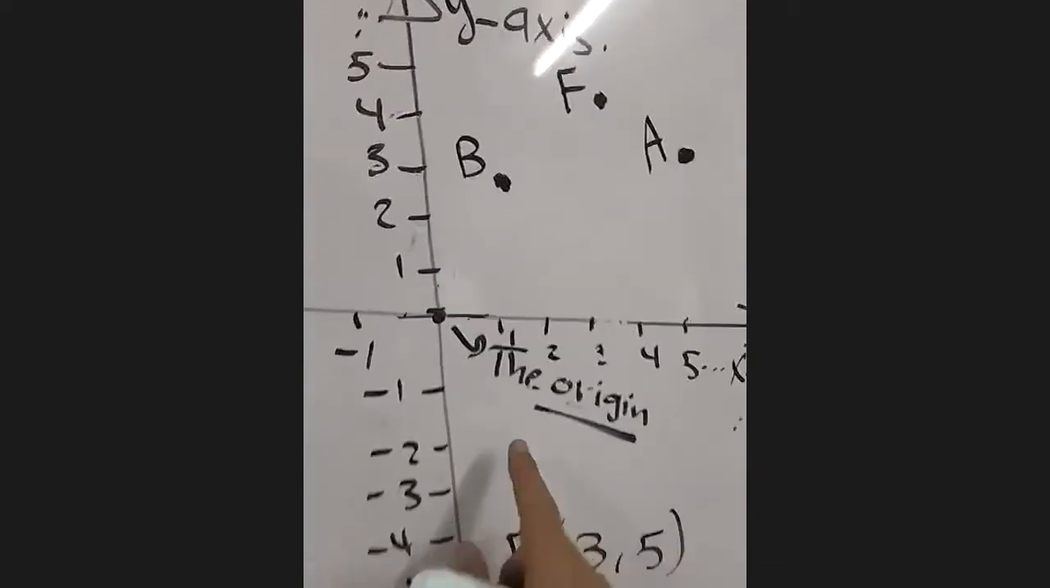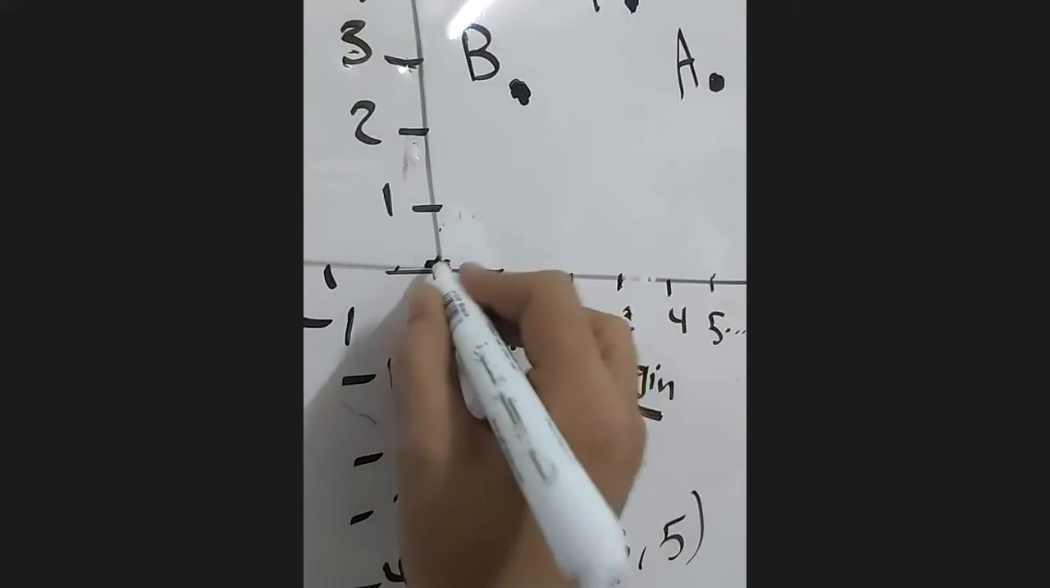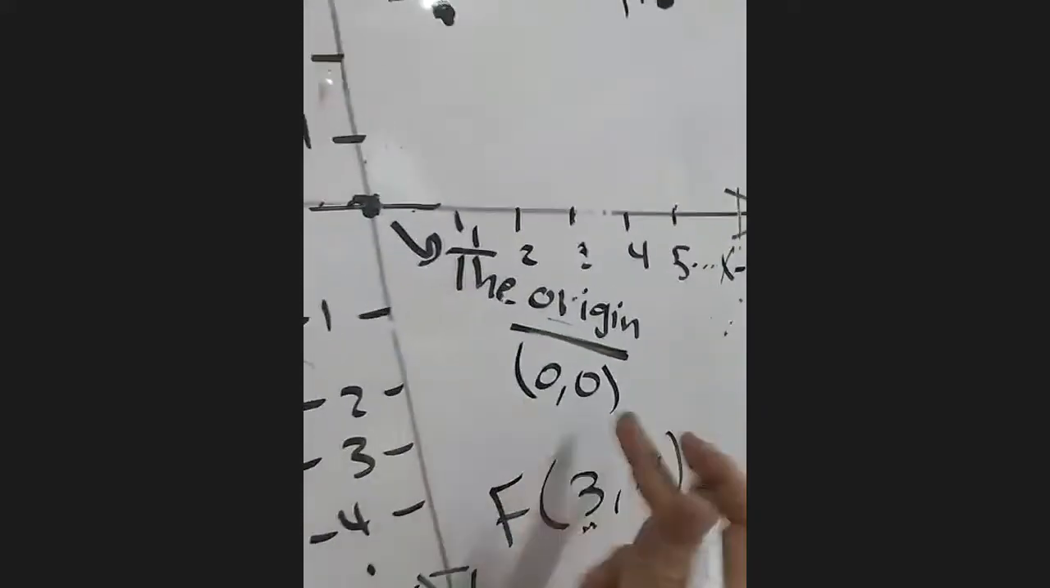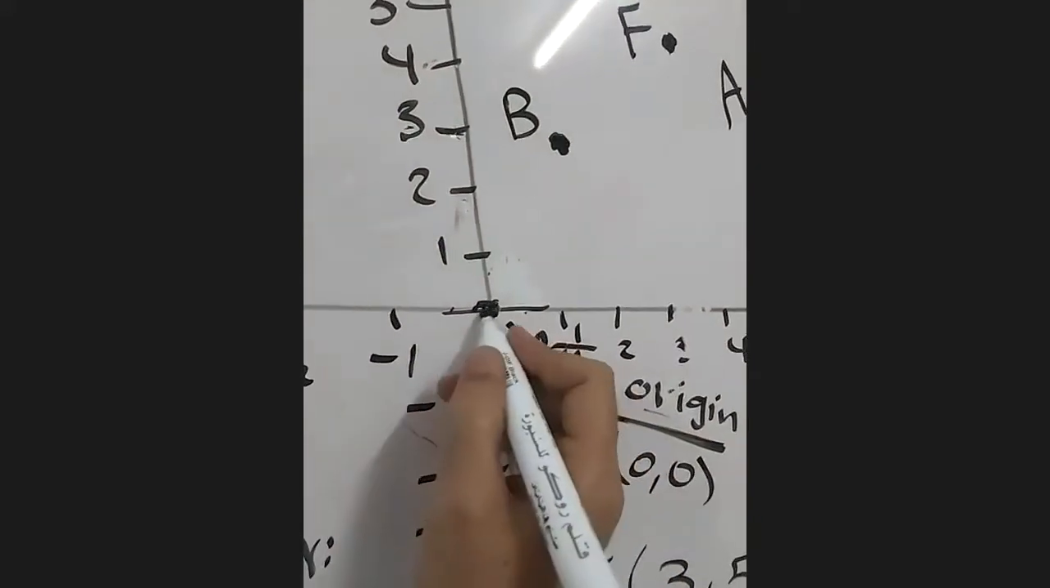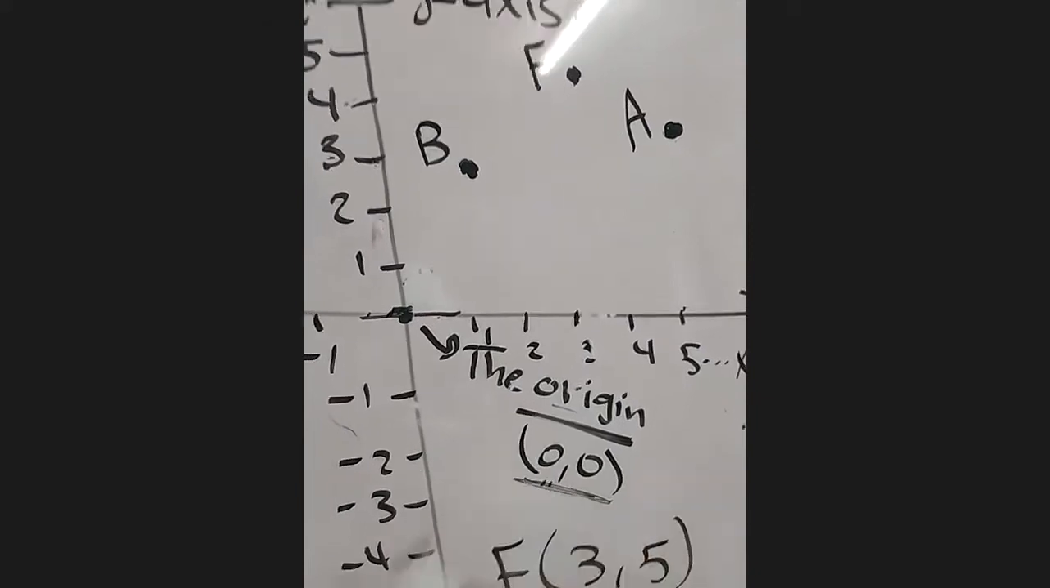Now, I will go back to the origin. The origin is the intersection point here, and the ordered pair of it is 0 and 0, always. The origin is the middle point, this one. The ordered pair is 0 and 0, always.